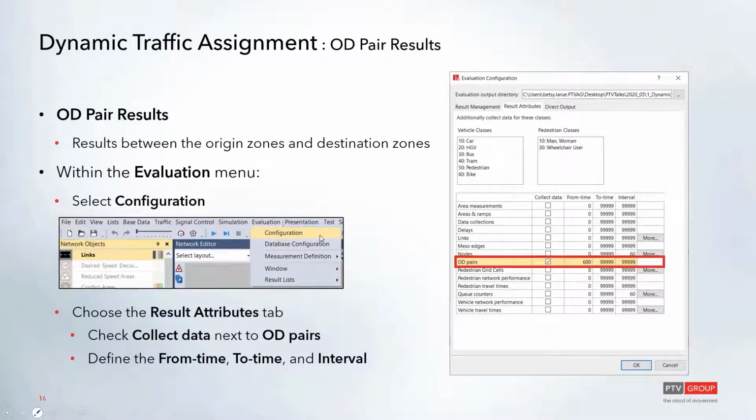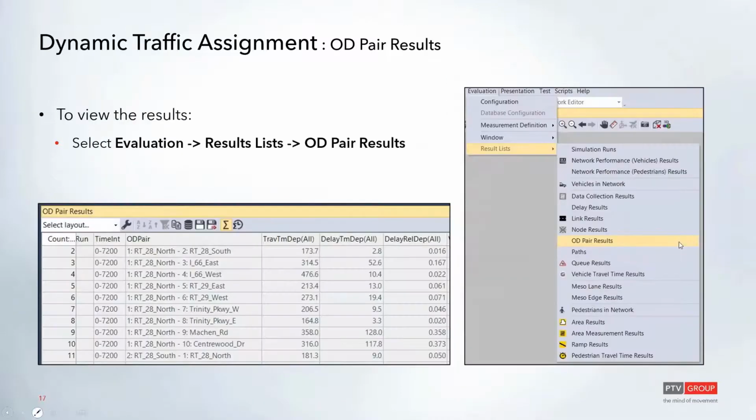So in order to write out the OD pair results, you'll need to go to the Evaluation Configuration menu option, and within this window there's a section for OD pairs where you can just check the Collect Data box, and then you can define the from and to time as well as the interval that you want to collect these results for. And then in order to view the results, you can go to the evaluation result list and open up the OD pair results, which will open up this list.